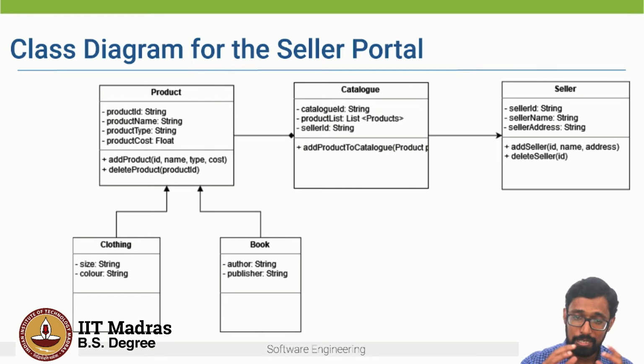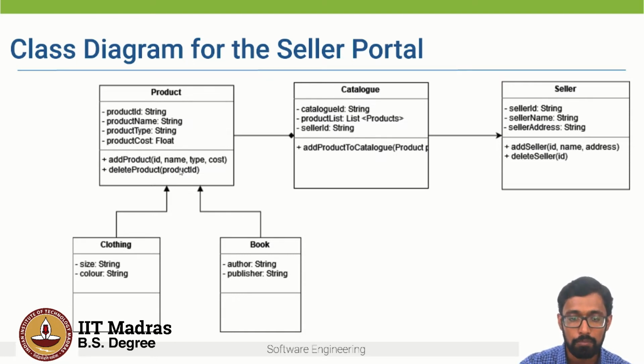So the class diagram is the main building block of object-oriented modeling. So here we can see that these boxes represent the classes. And each of these boxes is divided into three compartments. So the top compartment contains the name of the class. So for example, product is the name of this class. And the middle compartment contains the attributes of the class, the data attributes. So for example, product ID, product name, product type, product cost, all of these are attributes of the class product.